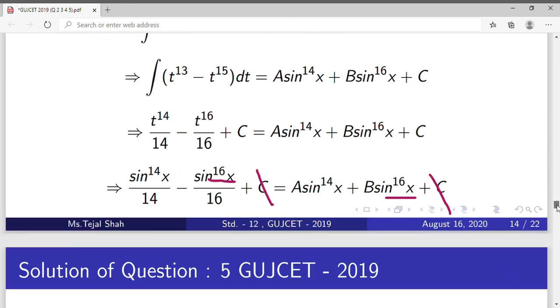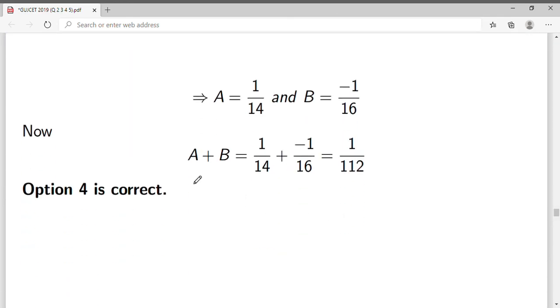After getting A and B, here do the addition. Okay, so A plus B is equal to 1 upon 14 plus minus 1 upon 16 is equal to 1 upon 112. So our option 4 is the correct option.